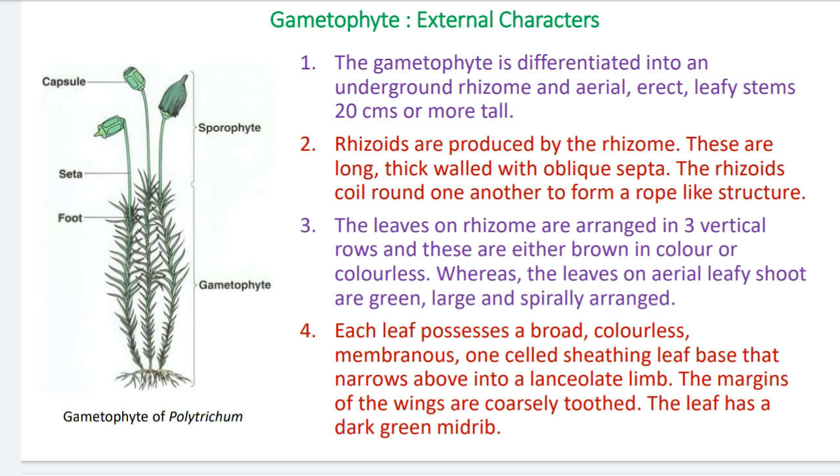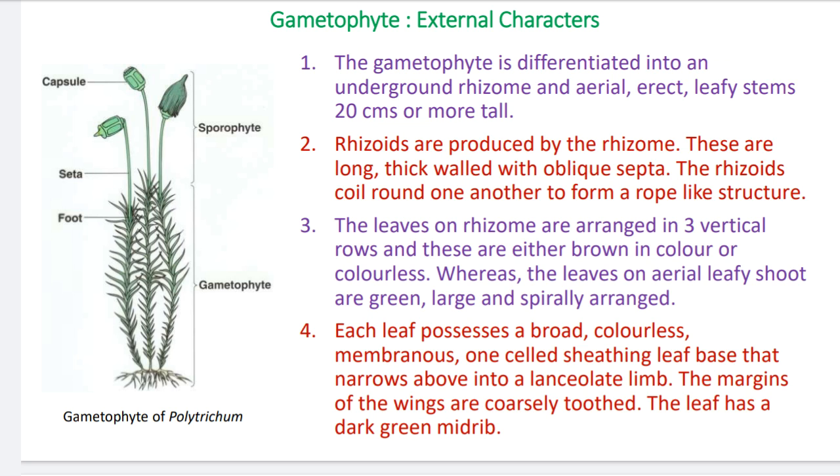Point third, the leaves on the rhizome are arranged in three vertical rows, and these are either brown in color or colorless. Whereas the leaves on the aerial leafy shoot are green.